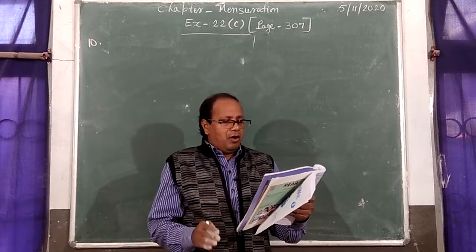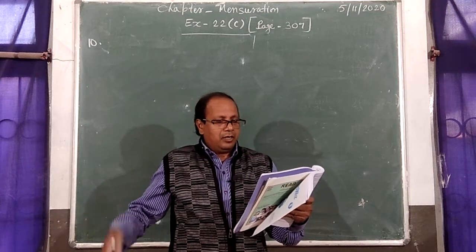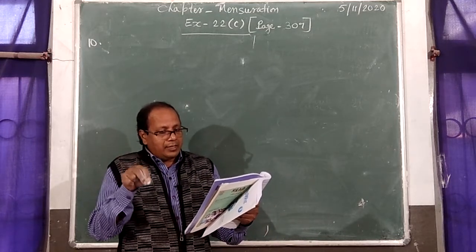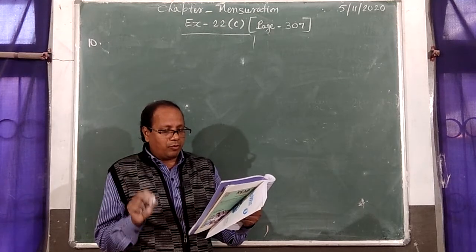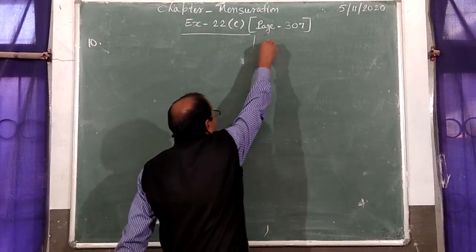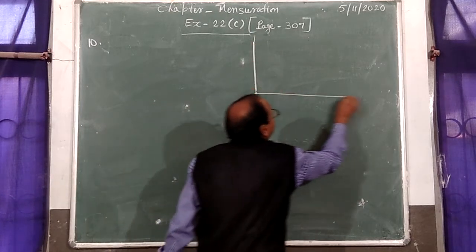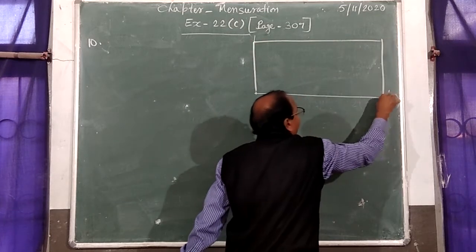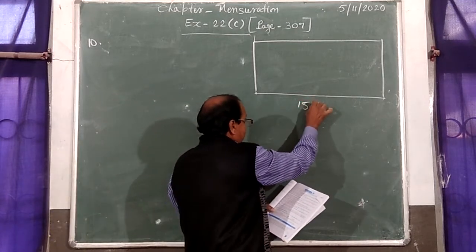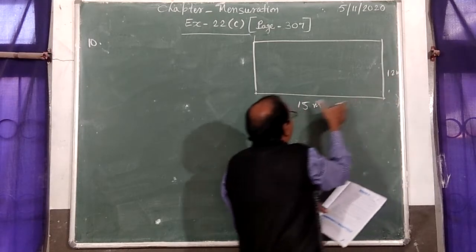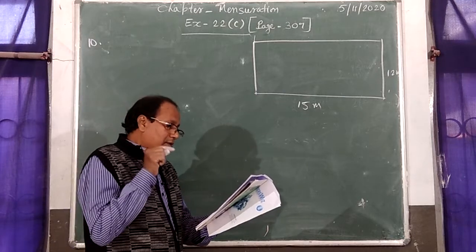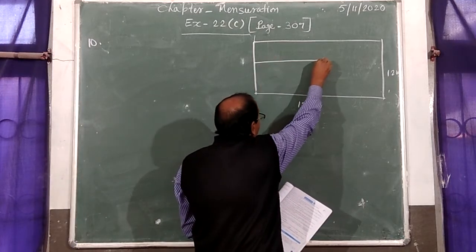The dimensions of a field are 15 meter length, 12 meter height. A pit whose length is 7.5 meter long, 6 meter wide and 1.5 meter deep is dug at a corner of the field. Okay, let me first have a sketch. The sketch is here, the whole field first I have drawn. Here the whole field is 15 meter by 12 meter, meaning length is 15 meter and breadth is here 12 meter. Now in this field, in a corner, let me draw this corner.